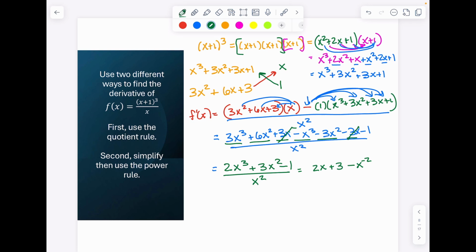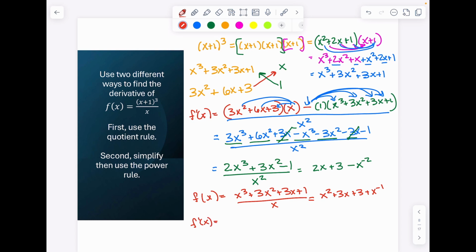Now let's go ahead and use the next method. Let's use the power rule. So what I'm going to do with this is rewrite my original function with that numerator multiplied out and expanded. And then I have my original denominator of x. So what I want to do is take that denominator and take it to each term in the numerator. So I get x squared plus 3x plus 3 plus x to the negative 1. So that's f of x just rewritten in a different form. And now it's in a form that I can use that power rule.